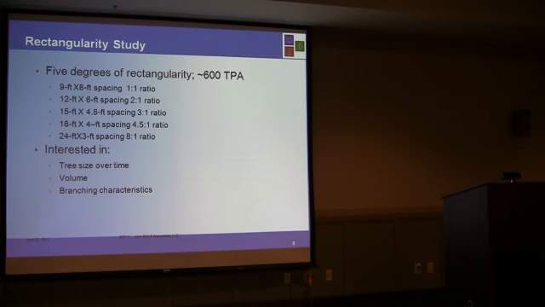So we figured, okay, we spread these rows out. Every time you spread the rows out, it reduces your cost by a certain amount. And we were also interested in, of course, tree size over time and volume. So I set up this study, and we looked at different planting spatial arrangements at a common density, 600 trees per acre, and we had a 9 by 9, which is roughly a 1-to-1 ratio, row width to distance of trees between rows. And then we looked at 2-to-1, 3-to-1, 4.5, and then we got to what I thought was an extreme at the time, an 8-to-1 ratio, where we had a 24 by 3 foot spacing.